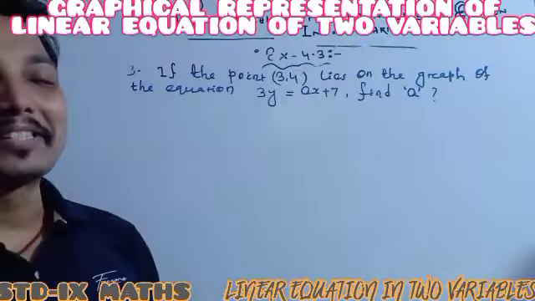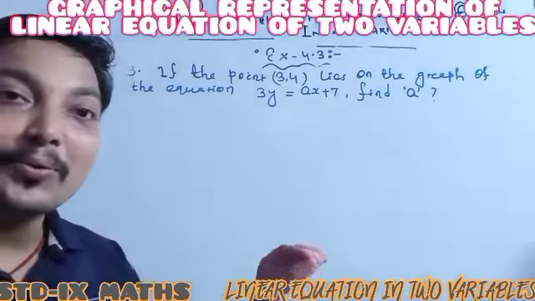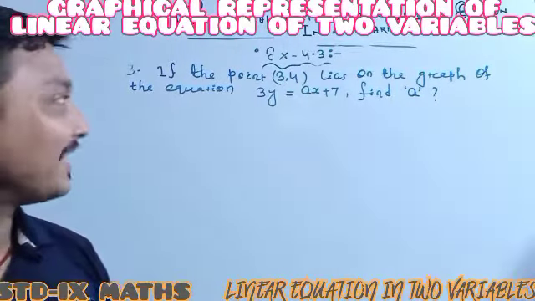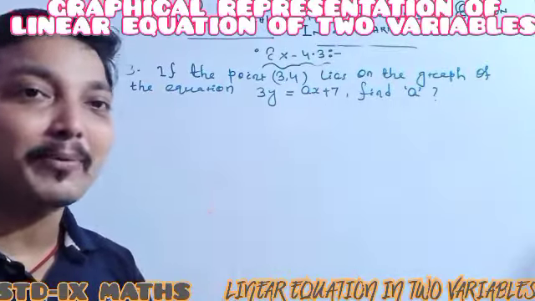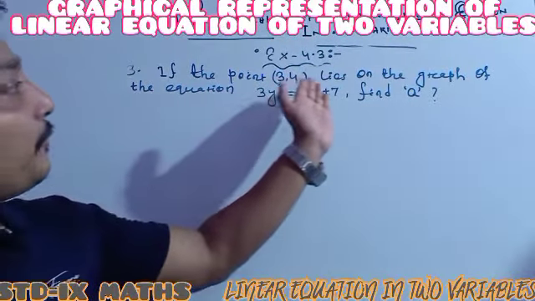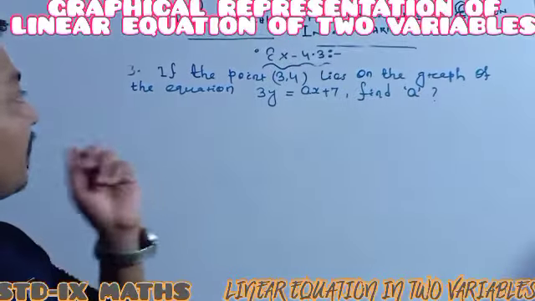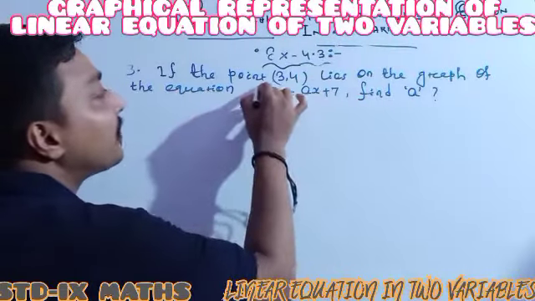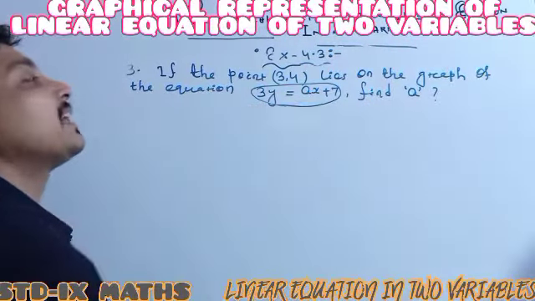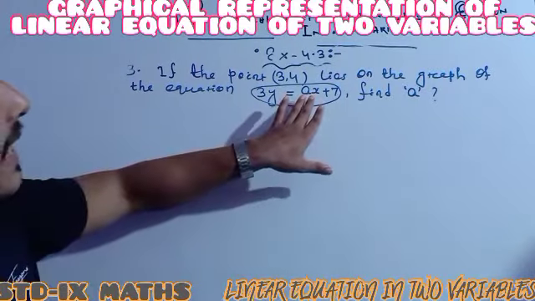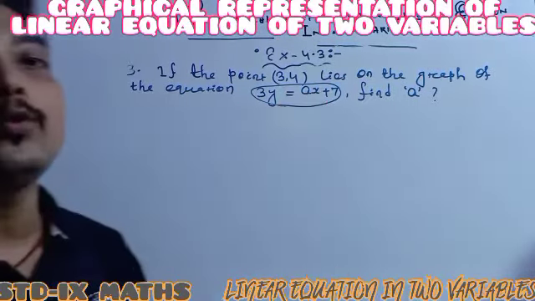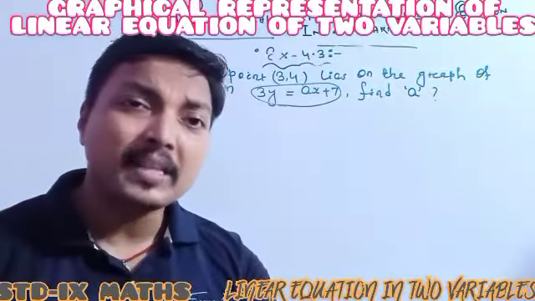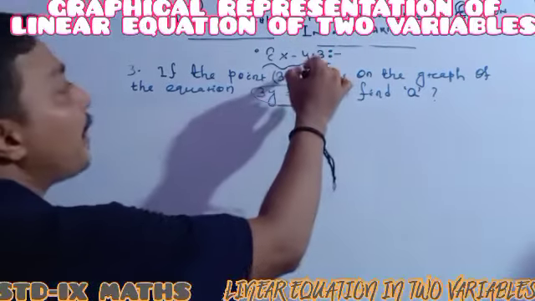Okay. Question number 3 is given. It is related to one of our properties. Out of the 3 properties we have to apply one of the properties here. See, always you have to find out that property from our hints. If the point 3, 4 lies on the graph of the equation 3y is equal to this one, it means 3, 4 is one of the points which lies on the graphical representation of this one. As you know, the graphical representation of this linear equation in 2 variables will always be a line, and this point lies on the line.